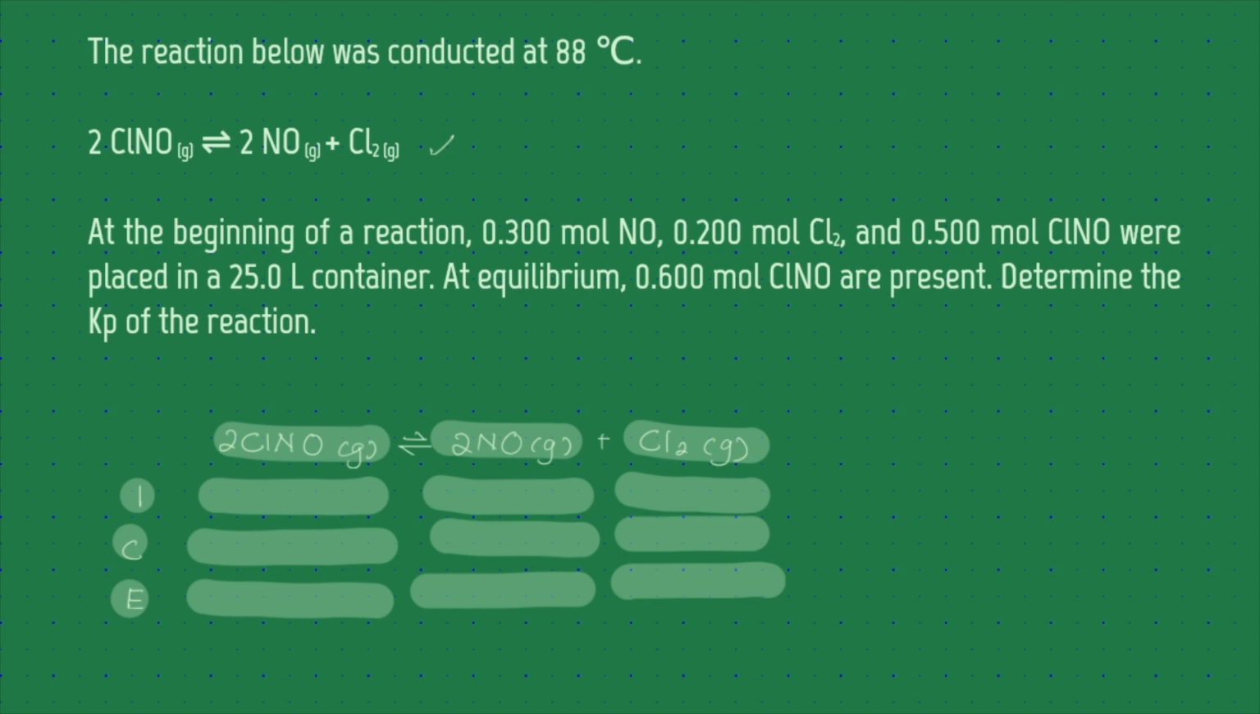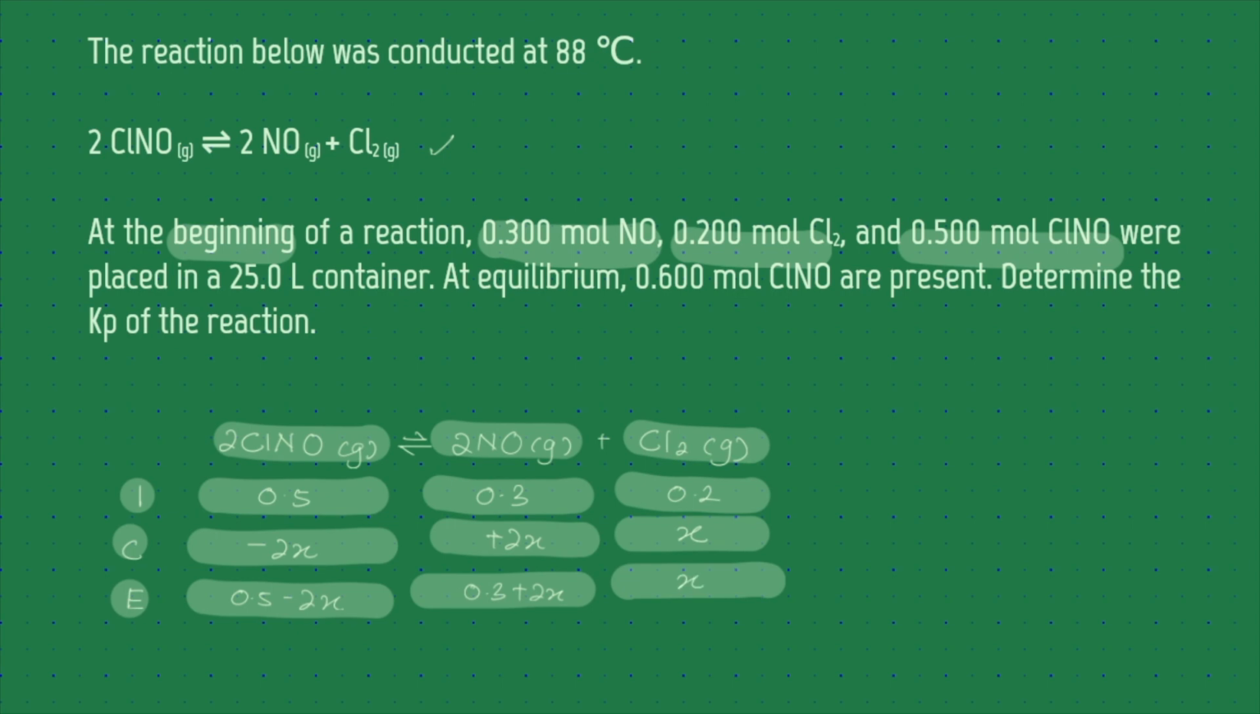From the question, it states here that at the beginning you have this much of substance, so we are just going to put it. Here is 0.5, and then you have 0.3 nitrogen monoxide and also 0.2 mole of chlorine. So the change is going to be negative 2x, here positive 2x, here will be x. So at equilibrium it is 0.5 minus 2x, 0.3 plus 2x, and here is x.